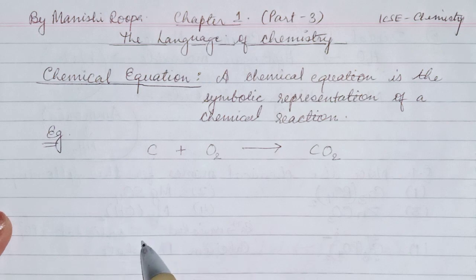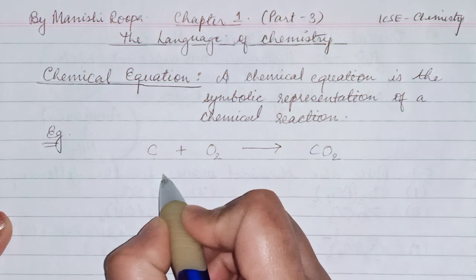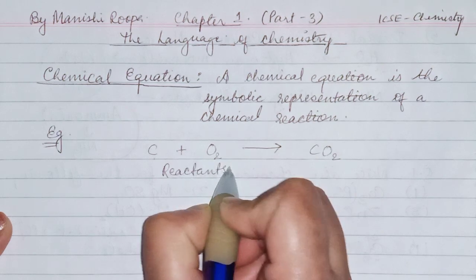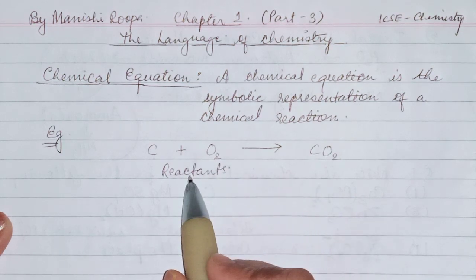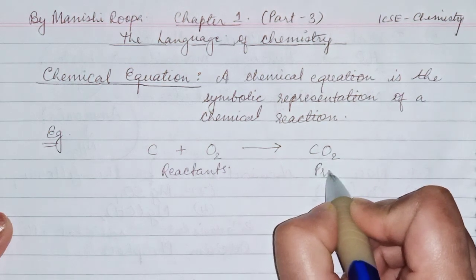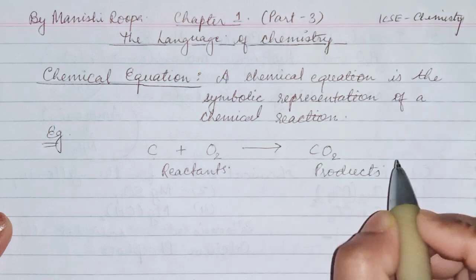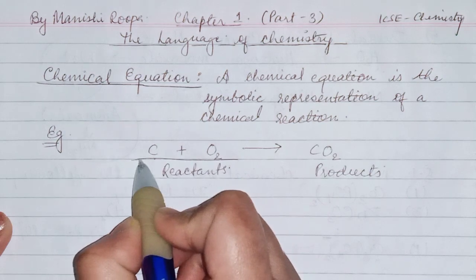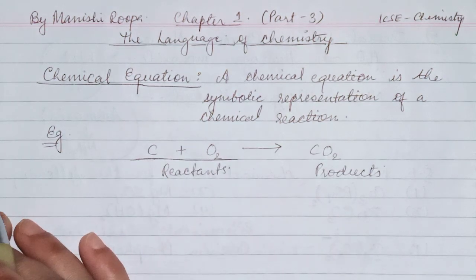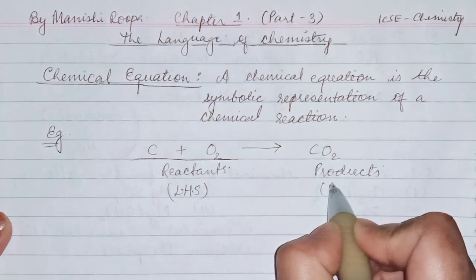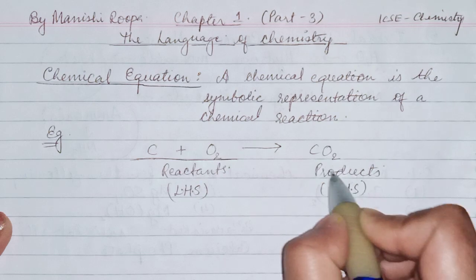Now children, I think you all know what reactants and products are. Reactants are present on the left side of the reaction, and on the right side products are there. This one is reactant, meaning all the symbols present on the left hand side. This is the left hand side, and the right hand side is product. Clear?